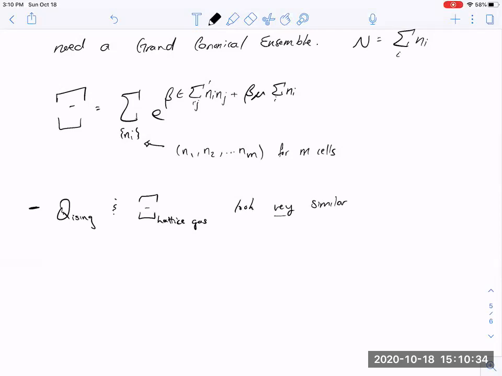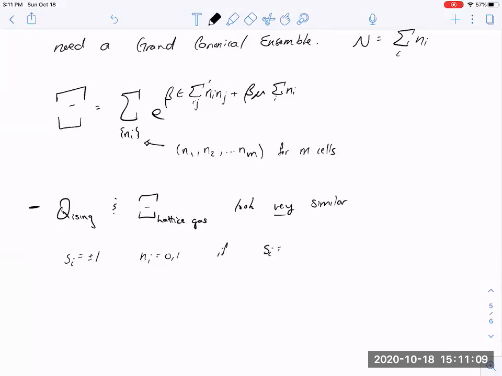In fact, we could write them in the exact same way through a transformation where instead of summing over binary variables that are 0 or 1, we change them to the spin variables, which are plus or minus 1. So Q Ising has microstates defined with the spins, which are plus or minus 1. The lattice gas has binary variables, which are 0 or 1. If Si was equal to twice Ni minus 1, that would be a unique mapping that sets for all empty cells a spin value of minus 1 and all filled cells a spin value of plus 1.